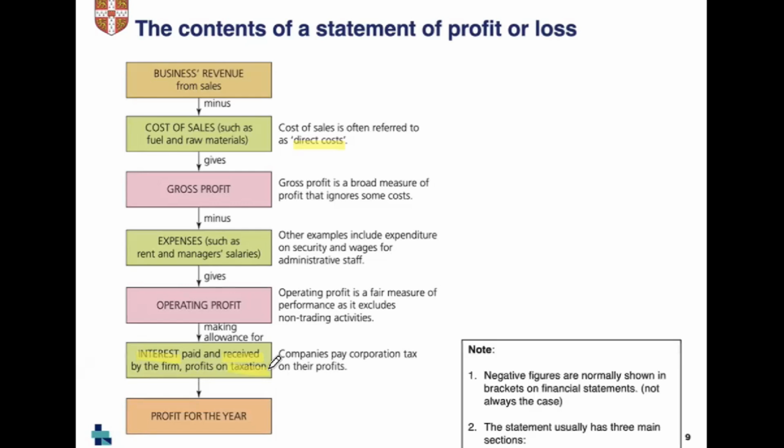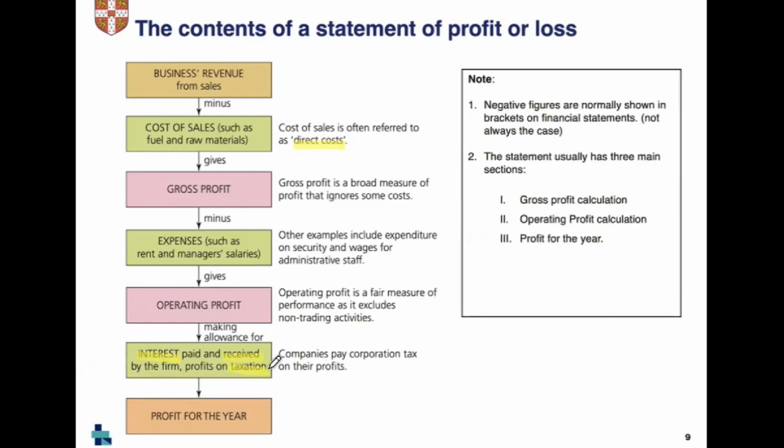So let's go through it again. Oh, okay, there's a note here before we go to the next slide. The note says that negative figures are normally shown in brackets on financial statements. So instead of representing it by a negative sign, it can also be represented by putting the figure in brackets, and that tells you that it's a deduction or a negative number. So any figure that is shown in brackets on a financial statement is a negative number.